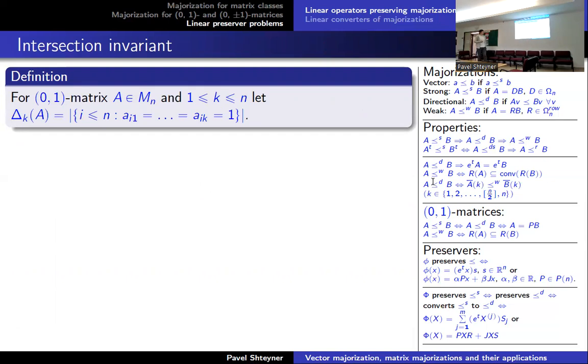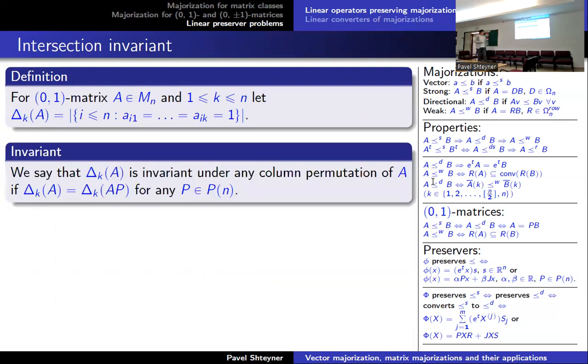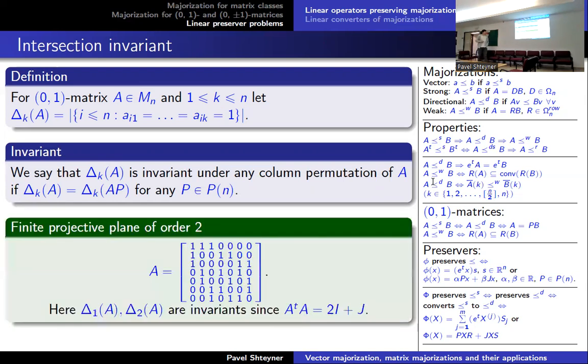But let's consider the following notion. We have a 0-1 matrix, and let's say that delta k of A is the number of rows of A that start with k ones. So we say that delta k of A is invariant under any column permutation of A. Delta k of A is the same as delta k of AP for any permutation. So you permute the columns of A and you get the same result: the number of rows that start with k ones.